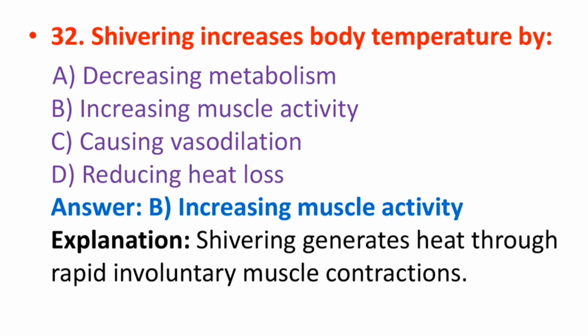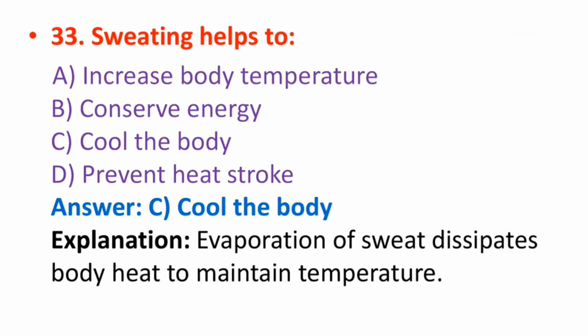Shivering increases body temperature by: option A, decreasing metabolism; option B, increasing muscle activity; option C, causing vasodilation; option D, reducing heat loss. The correct answer is option B, increasing muscle activity. Shivering generates heat through rapid involuntary muscle contractions.